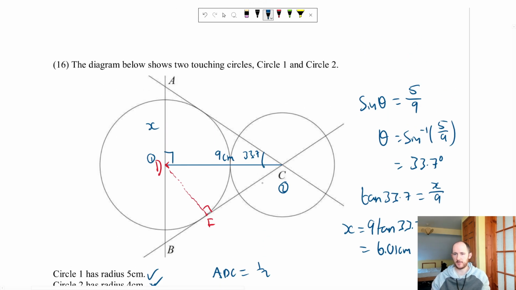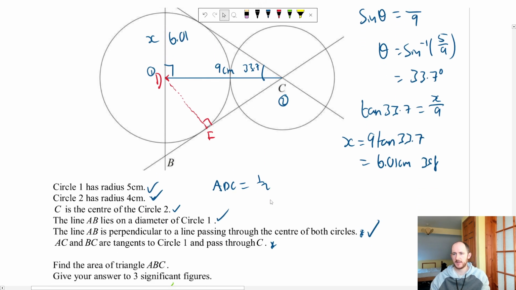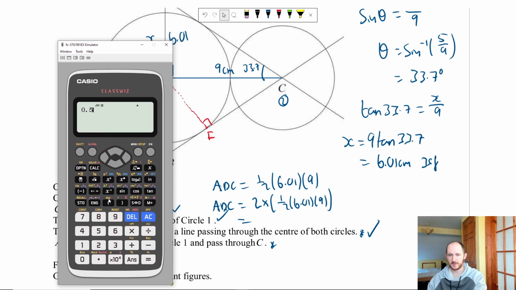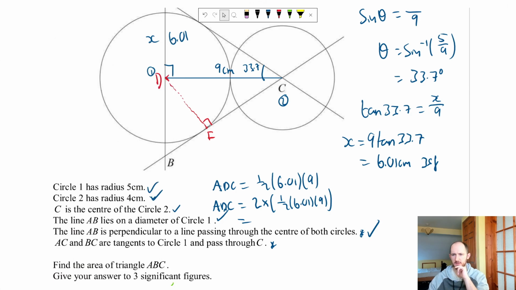Actually, no, I should label it. I'm getting too excited. All right, 6.01, which is going to be half 6.01 times 9. And that means the area of ABC is 2 times that entire thing. Beautiful. So 0.5 times answer times 9. Take that, double it. 54.1 centimeters squared to 3SF.